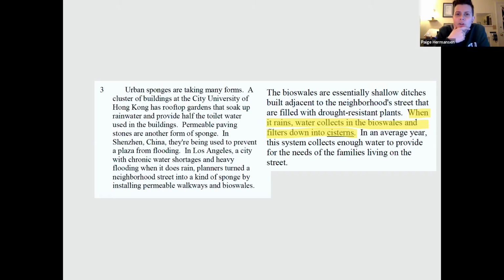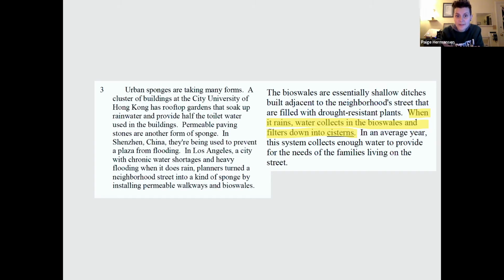The bioswales are essentially shallow ditches built adjacent to the neighborhood street that are filled with drought-resistant plants. When it rains, water collects in the bioswales and filters down into cisterns. In an average year, this system collects enough water to provide for the needs of the families living on the street. Great.